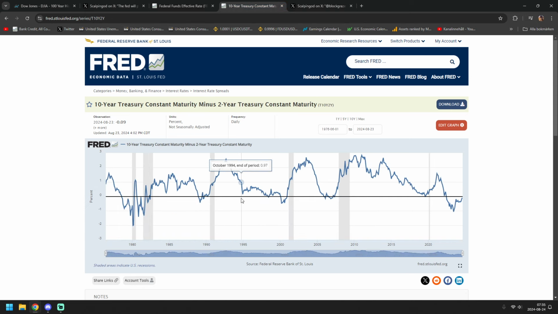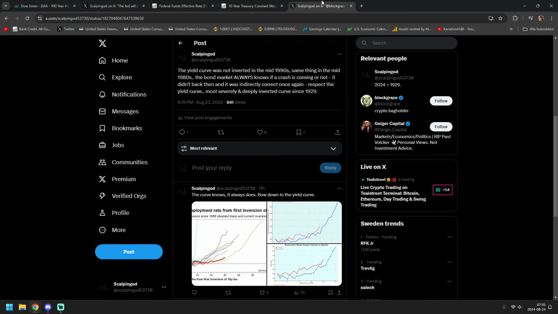The yield curve is indirectly correct here because they didn't predict a recession. Same thing in the mid 1980s. The bond market always knows if a crash is coming or not. It didn't back then, and it was indirectly correct once again. Respect the yield curve, most severely and deeply inverted curve since 1929.